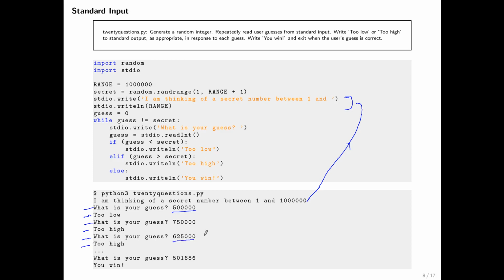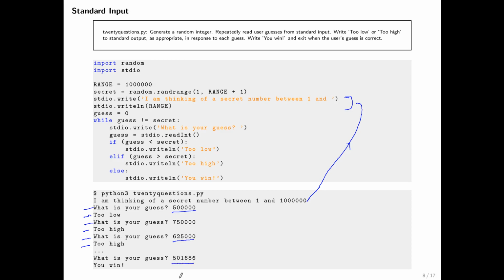So now you know what you need to do. Guess a number that is at the halfway point between 500,000 and 625,000. Okay? So you keep doing this, and at some point, if you follow this strategy, you're going to guess the secret. Okay?